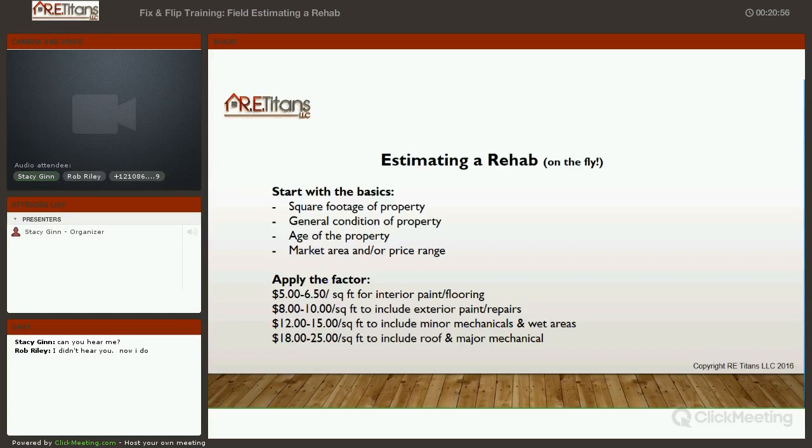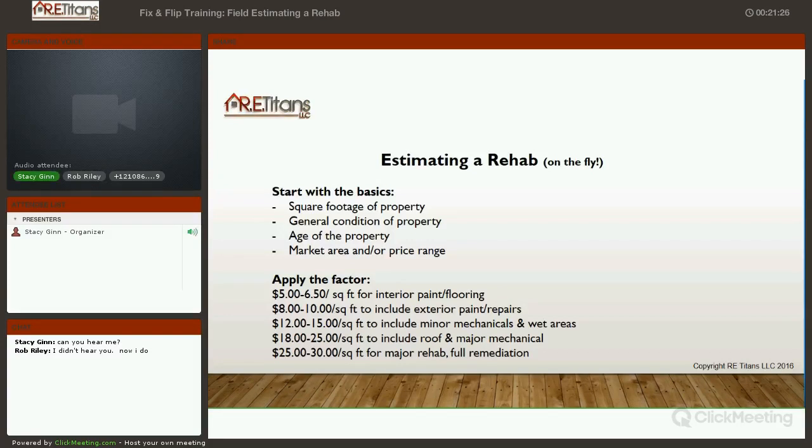Am I missing a factor there? Electrical, I'm sorry, electrical. And then, if you start looking at some exterior issues like fencing, landscaping, cleanup, and things of that nature. Our last one is $25, $30 a foot. Now, if you get in and you're spending more than that, then we have to start saying, is it reasonable to even do this? And I'll talk about why that matters here in a minute.